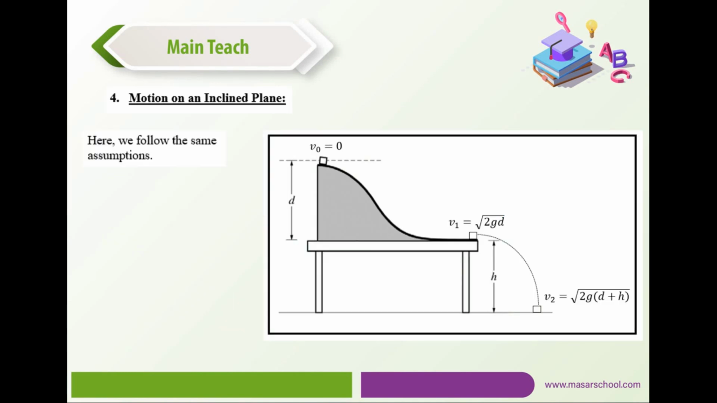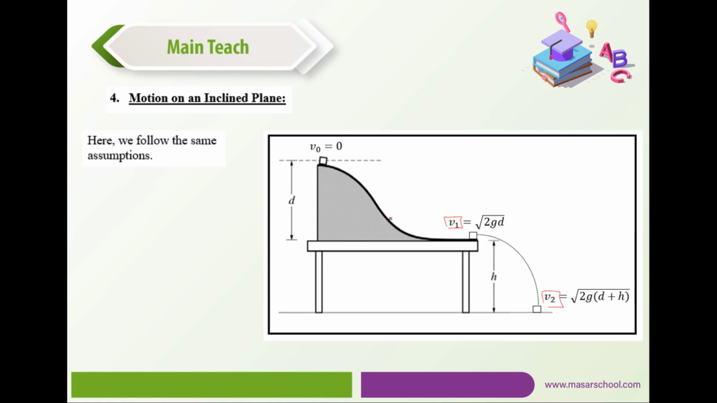Here we follow the same assumption. So suppose we have an object released from this point. It's going to go over this curve, reach this point on the table, then drop down to the ground. Now here the object will gain a speed v1, and here the object will gain another speed v2.